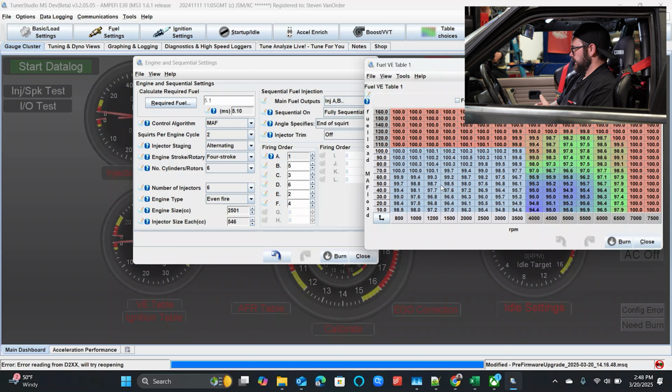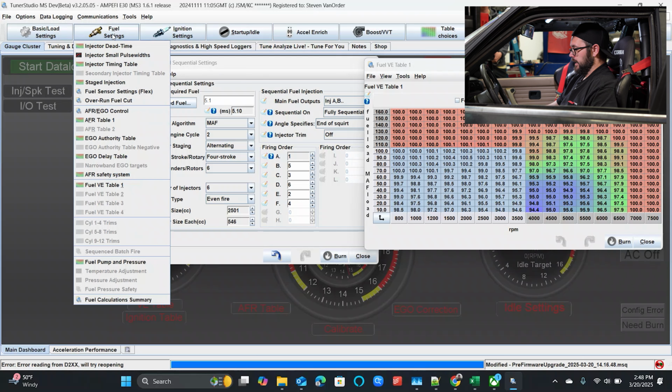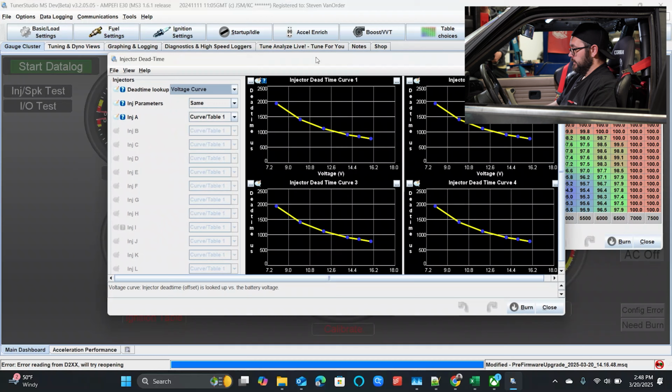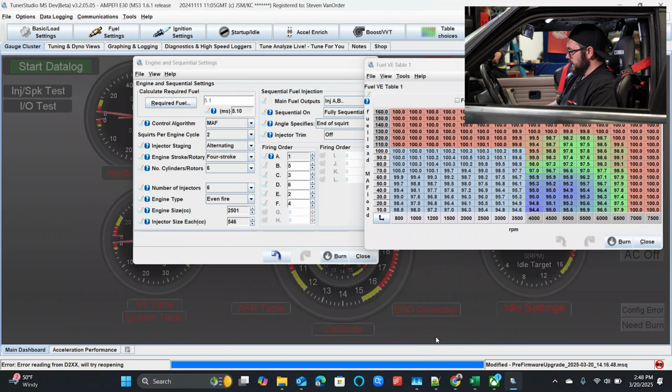We should always put in the correct injector settings in our required fuel and the correct injector settings in our injector dead times. And here's the reason why. The VE table is supposed to be a cylinder fill table. Your engine consumes a certain amount of air per engine cycle. And when we talk about the air fuel ratio, the stoichiometric ratio of fuel for gasoline, we say, well, gasoline AFR or lambda 1 is 14.7 parts air to 1 part fuel.